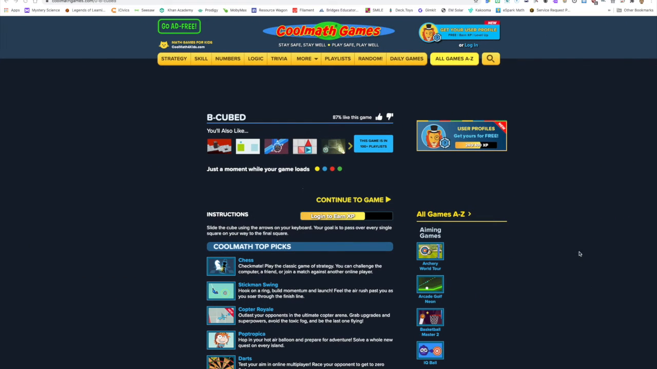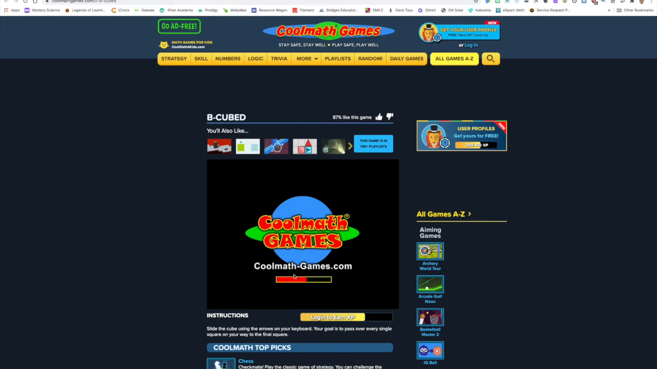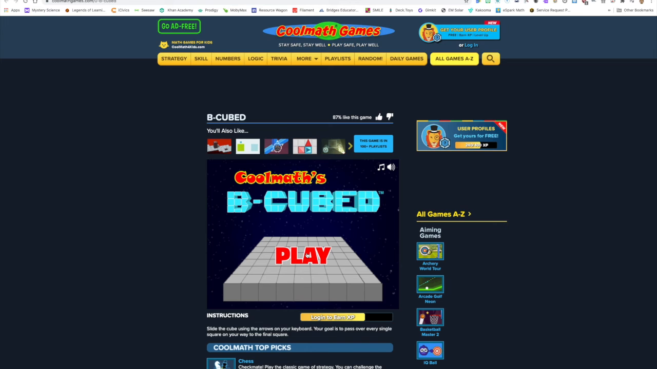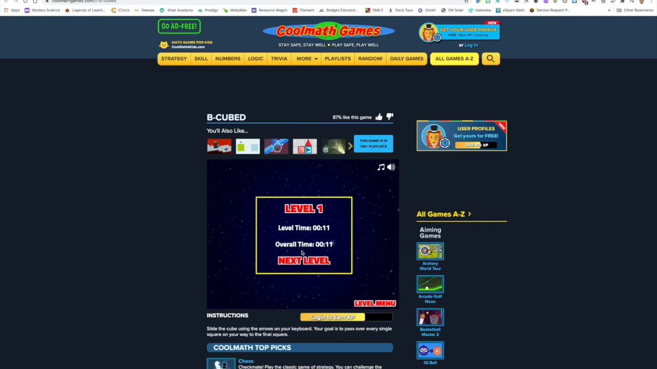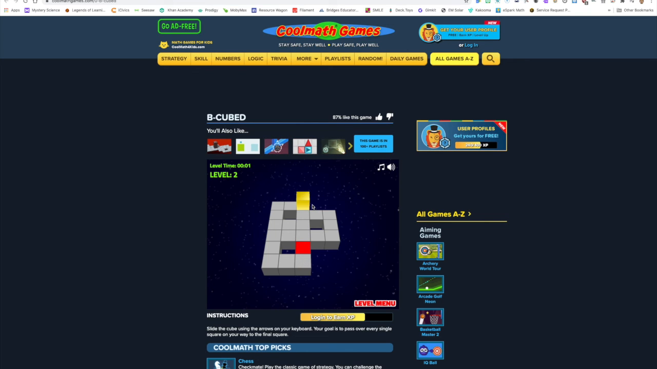Your next concept or games for the day, the first one is called B cubed, and this game I really like too. It has a lot of strategy, and it's really fun, and it gets challenging the higher you go up in play. Basically, you are this little yellow cube, and every time you slide on one of the things, it falls off, and you have to end on the red with only the red left.